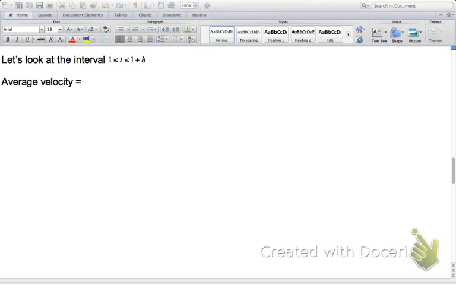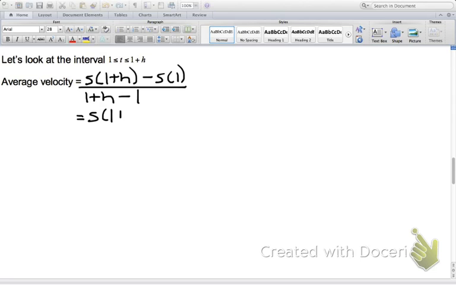Now let's look at the interval where t is between 1 and 1 plus h. Our average velocity here is going to be s at 1 plus h minus s at 1, because for average velocity, we look at the change in position over the change in time. So 1 plus h minus 1. Therefore this is equal to s at 1 plus h minus s at 1, all over h.